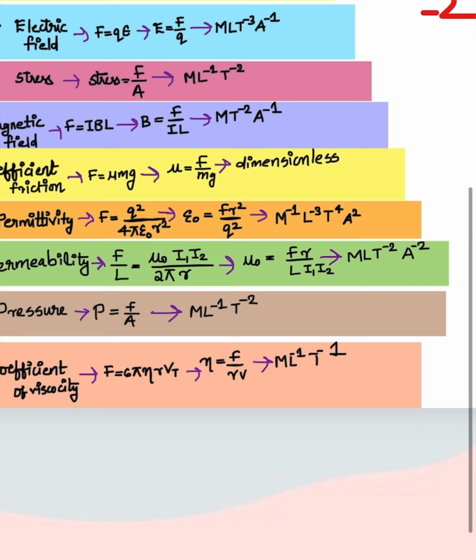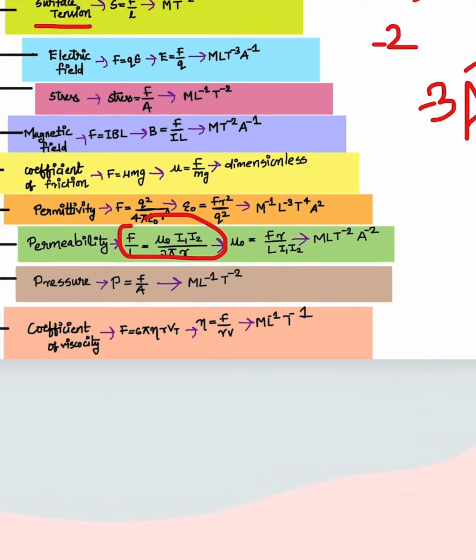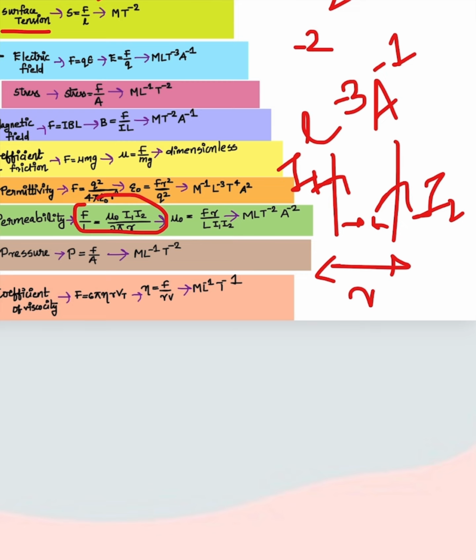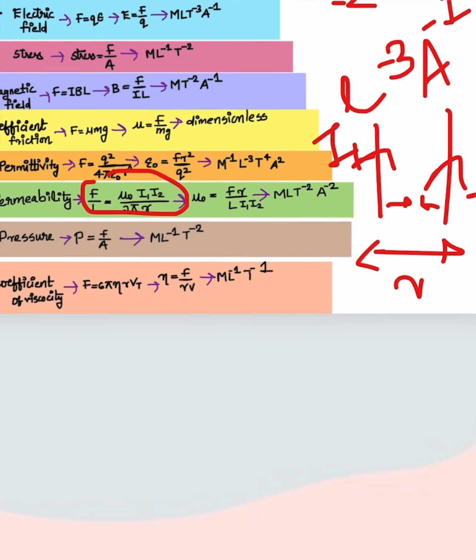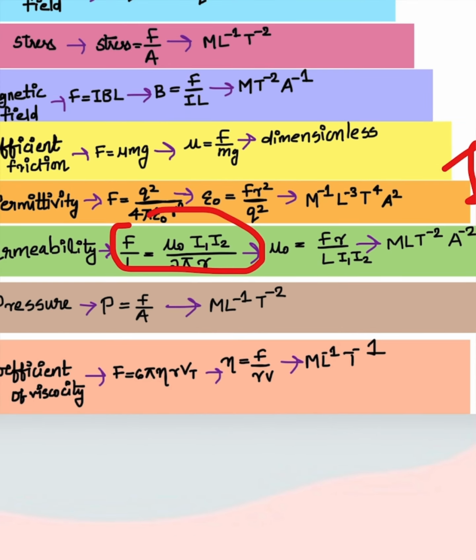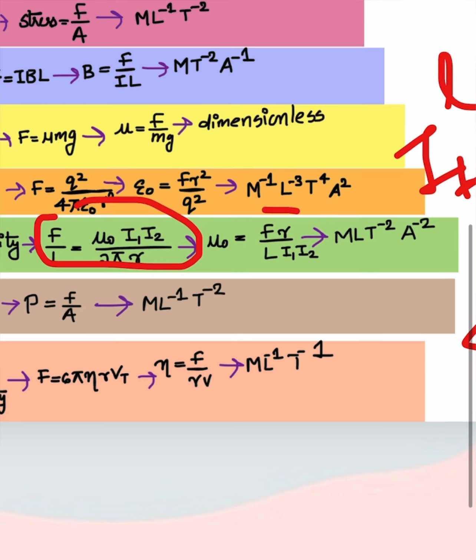Permeability: F by L is equal to mu 0 I1 I2 divided by 2 pi R. If there are two conductors, the current flowing in this one is I1 and in this one is I2, and there is a force experienced between the conductors. The distance between these two conductors is R and the length of the conductor is L. So we can find the force per unit length, the force experienced per unit length of these conductors. F by L is equal to mu 0 I1 I2 divided by 2 pi R. Mu 0 is equal to FR divided by L into I1 I2.